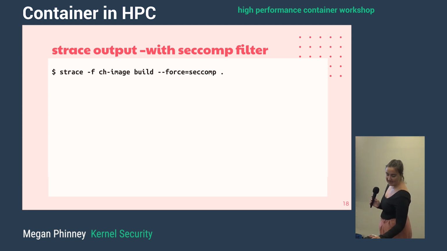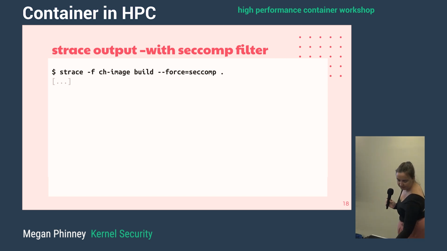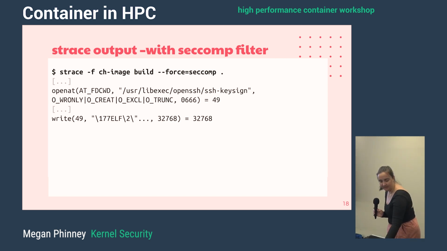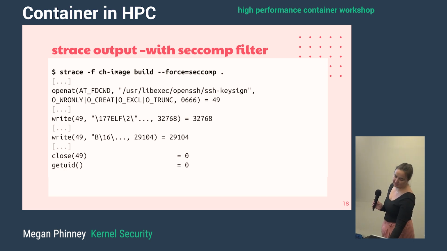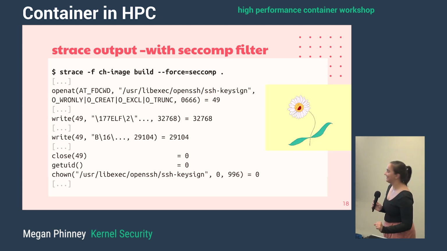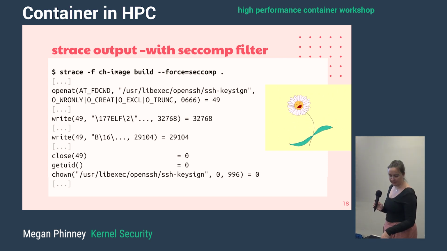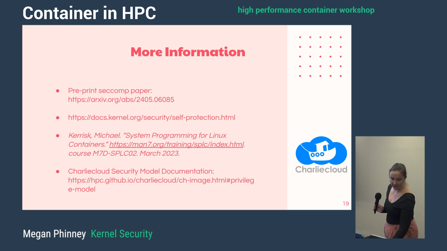Here is the exact same command, except this time we are using our seccomp filter for root emulation. You can see same thing: opening the ssh key sign file, file descriptor 49, writing, closing, get the UID, and now it works, and that's happy. This is a very brief explanation, but our code's open source if you do want to take a deep dive. We also have a paper that we just submitted to PEARC, so I included the link to the preprint paper there.